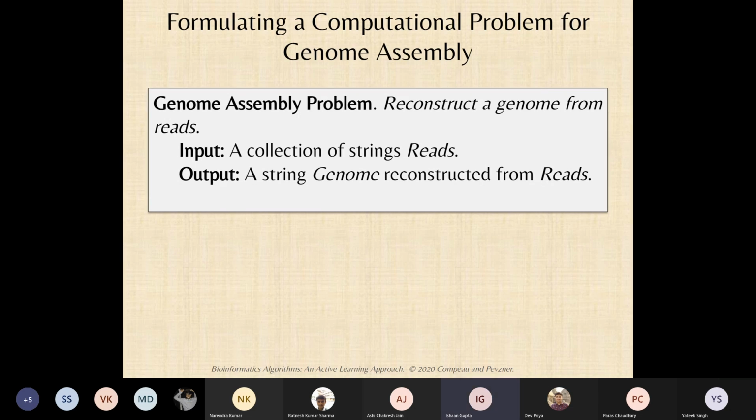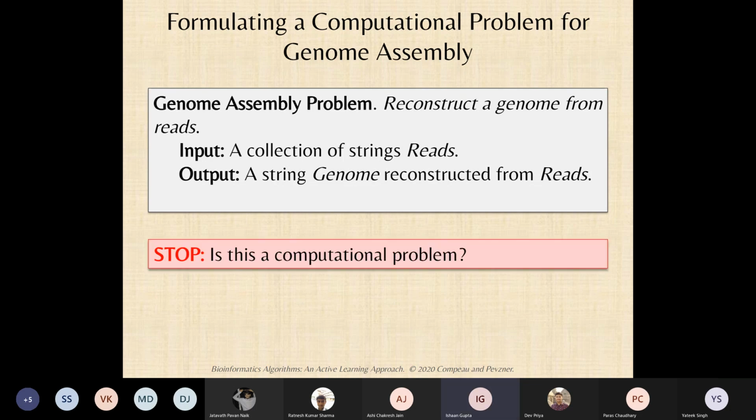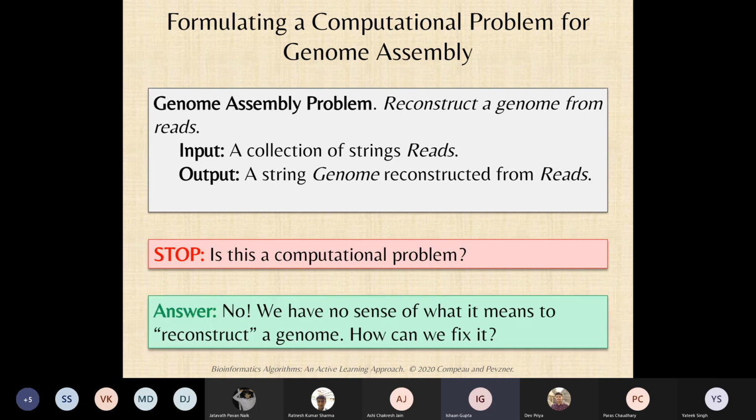So the input to this algorithm would be a collection of strings in the form of reads, and the output would be a string, which is a genome, reconstructed from the reads. Typically the reads are going to be shorter in length than the genome that they are representing. So it's not really a clear computational problem because we haven't defined what reconstructed means. We don't have a clear definition of the word reconstruct. It's just putting it together. When do you stop putting things together? So we have to come up with another way to define the problem.